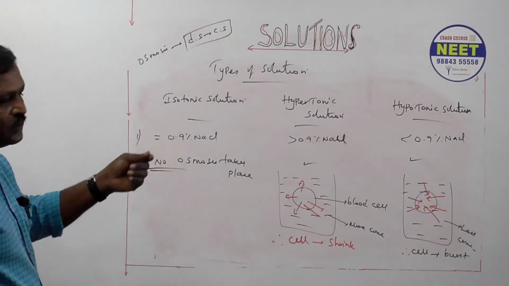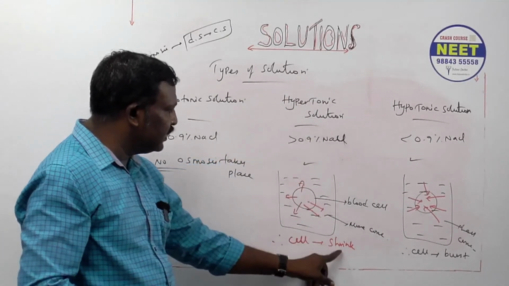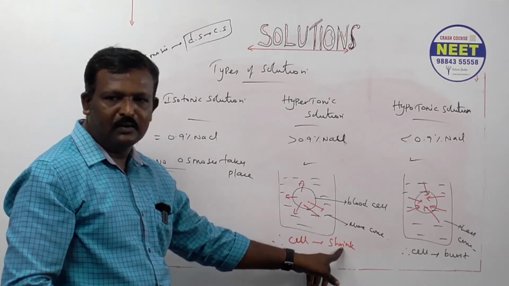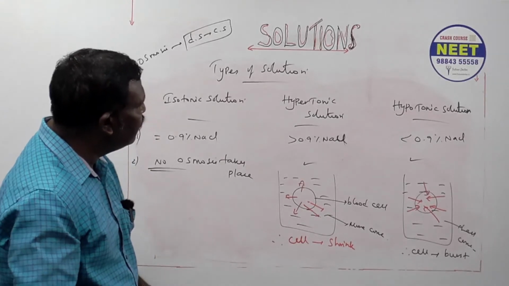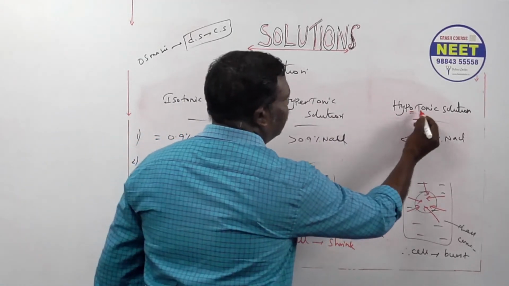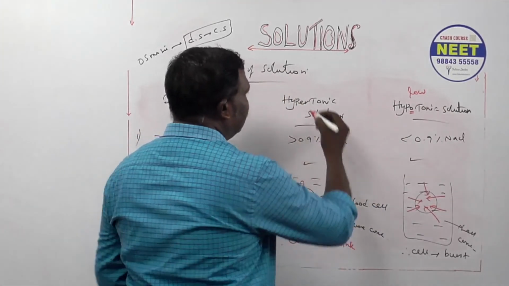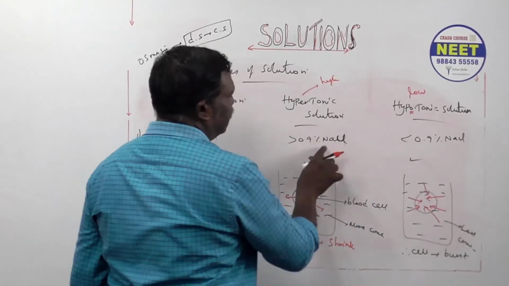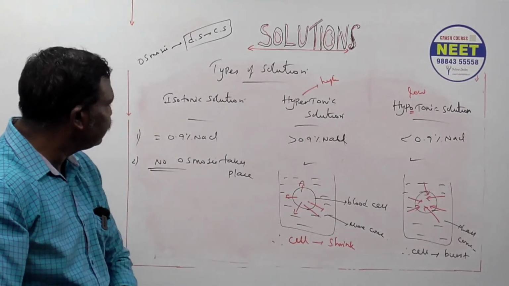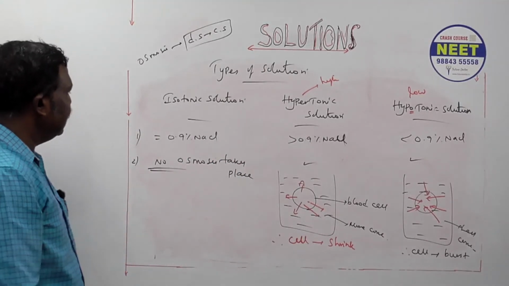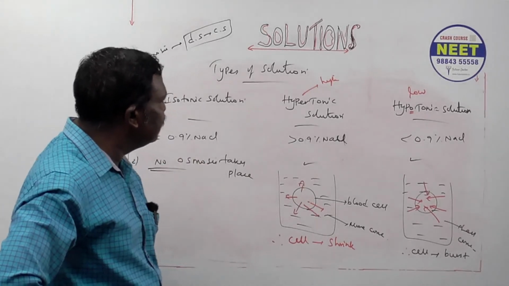So many such cases we can set in this type. Hyper means, I remember it like this, shrink. Hypo means low. Hypo means called low. Hyper means what? High. It's a high concentration, more. Just remember like this. Here inside and outside have the same concentration, so no osmosis taking place. That's called isotonic solution.